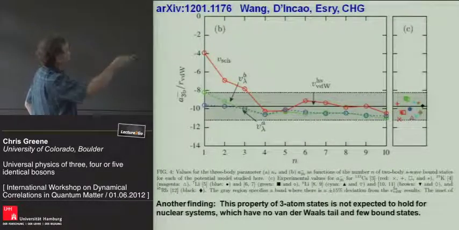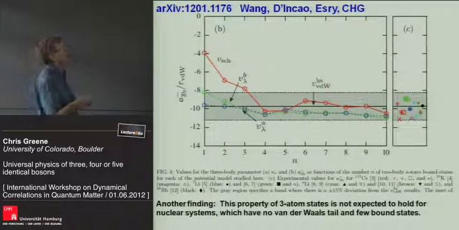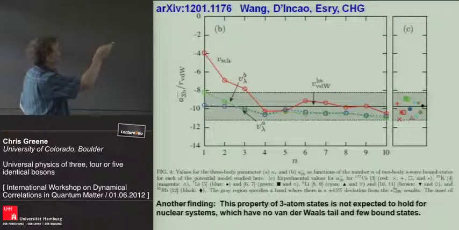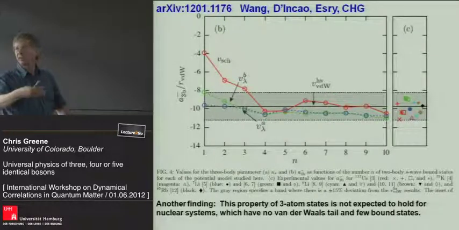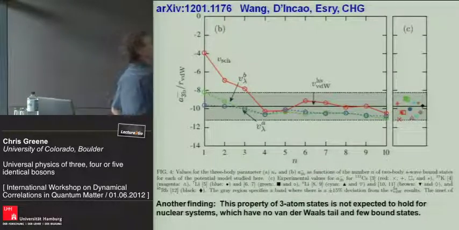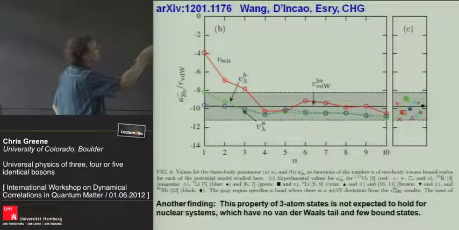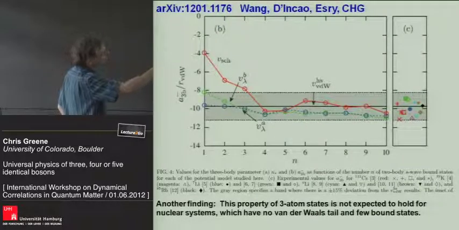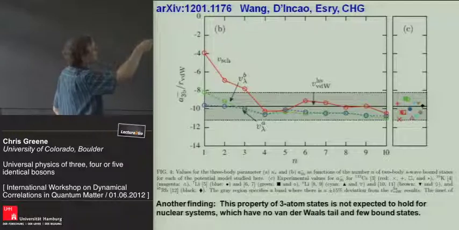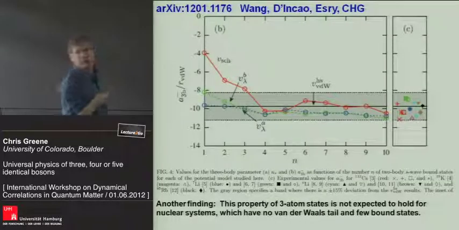The red, by the way, is a square well potential. It has no van der Waals tail. And we converted it into this scale by equating the effective range to the effective range that a van der Waals potential would have. So we have kind of a fake van der Waals radius for the square well potential. And you see when you make it deep enough, it sort of follows the same trend. But for systems like nuclei that would have very few two-body bound states, it doesn't look like it's going to fit that pattern.